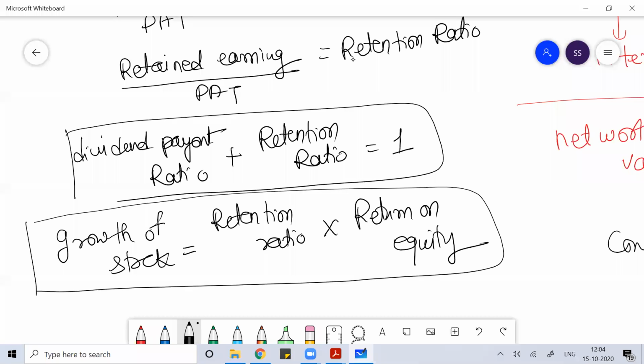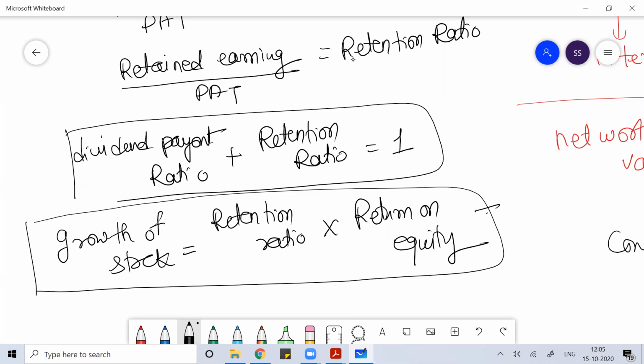Whenever we measure the growth on the stock, we measure with a formula called retention ratio into return on equity. So this is the formula to measure the growth of the stock. Return on equity means profit after tax divided by the net worth.